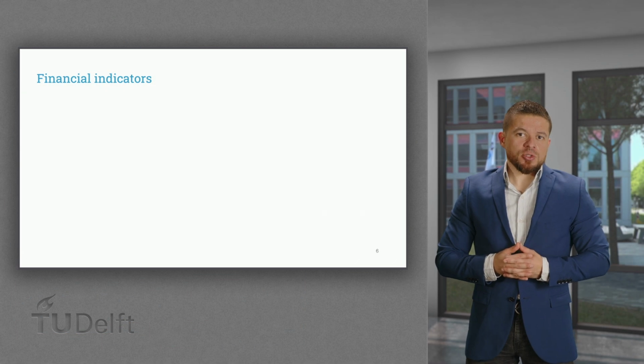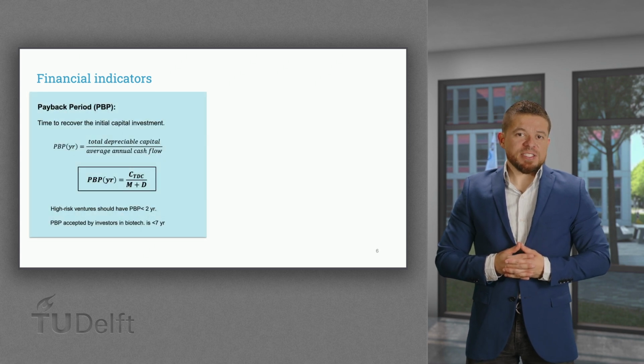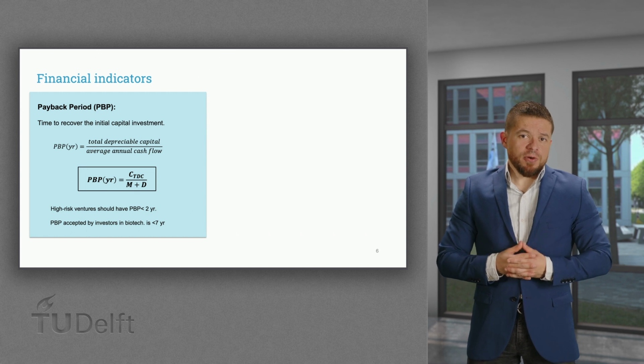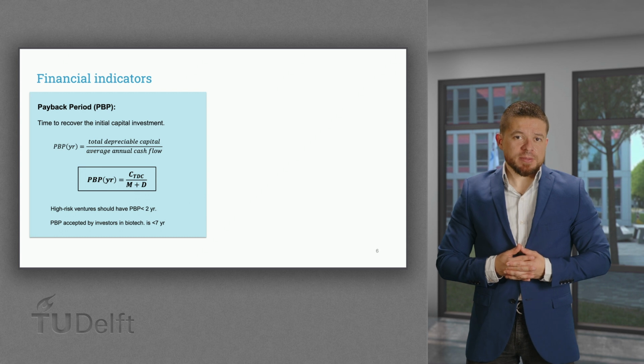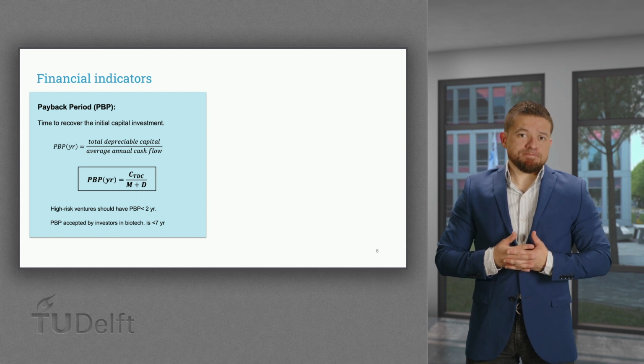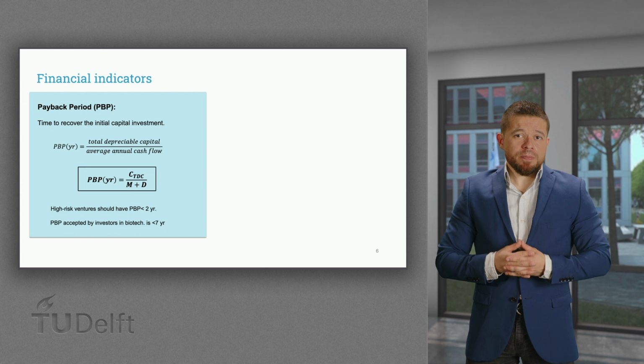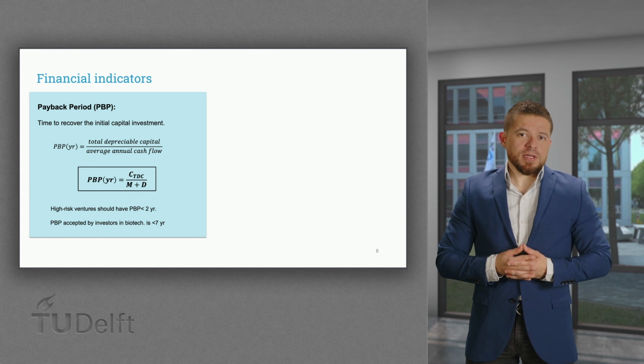Let's discuss now some of the financial indicators that are widely used in process economics. The payback period is a very simple, understandable, and informative indicator that gives a direct idea about the economic feasibility of the project. This refers to the time in years required to recover the total depreciable capital investment, and an acceptable payback period for investors in the industrial biotechnology sector would be below 7 years.